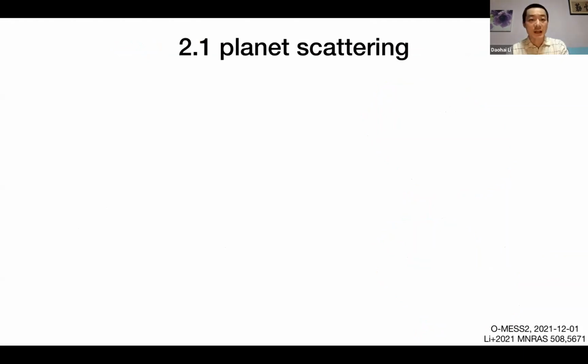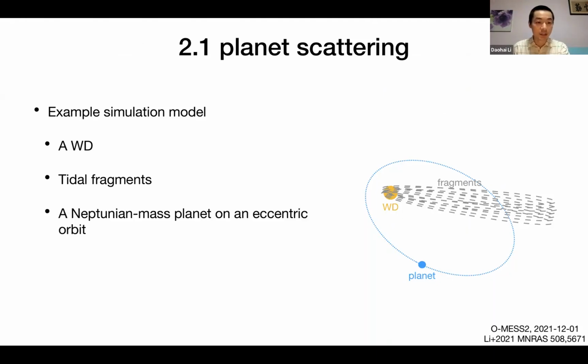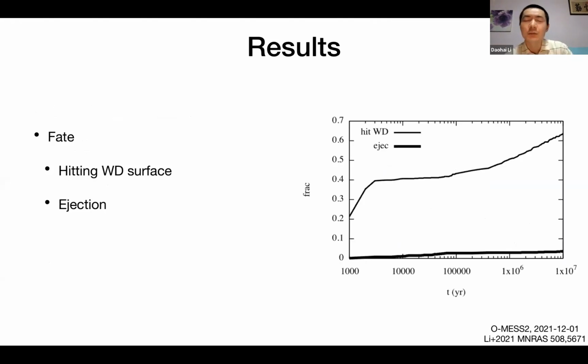So first, planetary scattering. In our example simulation, we have a white dwarf, we have the tidal fragments from our previous tidal disruption simulation, and we have a Neptunian-mass planet on an eccentric orbit. Here we only consider the gravitational interactions, and we run the system for 10 million years. The result: some of the fragments would hit the white dwarf, and some others would be ejected out of the system. On the right, we show the cumulative fraction of the fragments that hit the white dwarf or are ejected. We see that the ejection is not important.